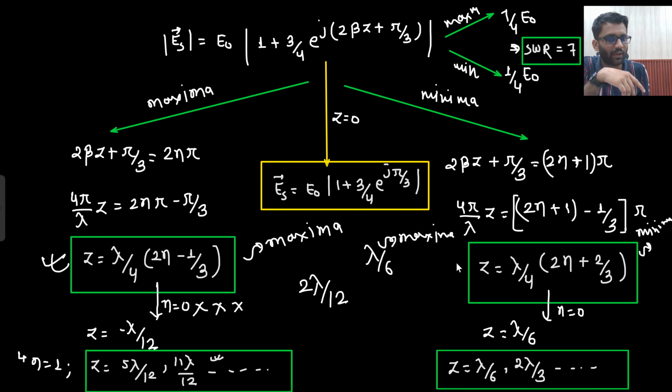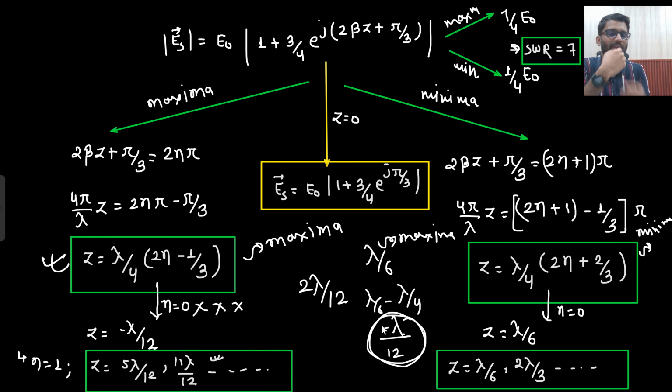Then what would I have done? I will subtract lambda by 4 from it, and I will see whether I get a minima or not. So lambda by 6 minus lambda by 4. What do I get? 2 minus 3 over 12, that is minus lambda by 12. I got to know that minus lambda by 12 is not even accepted. So this is not the location of my first minima.